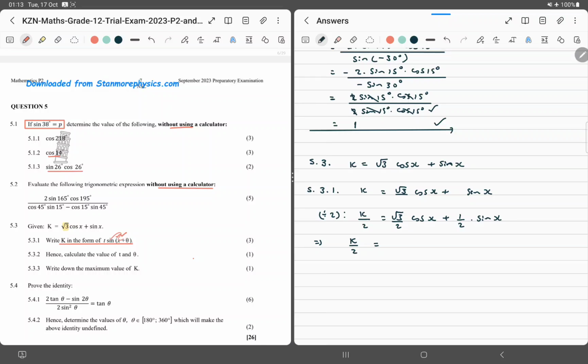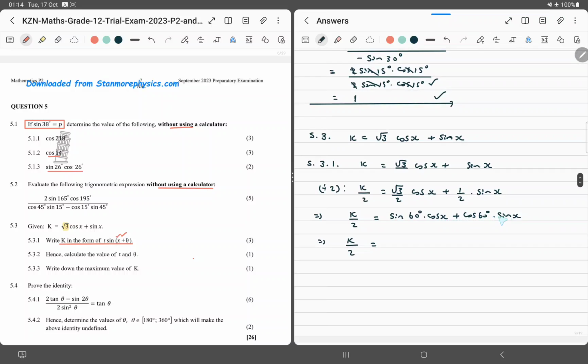Now remember, I need to reduce this to a sine compound angle. So now I need to change this angle so that the first angle is something, the second angle is something. And then I know if I'm going to choose sine here, this is the same as sine 60 degrees, because sine of 60 is root 3 over 2, cos x plus. Now this is the same as cos of 60 degrees, because cos of 60 is a half, times sine x. So now I've set up my expansion nice and easy. So this is k over 2. Now let's contract this thing.